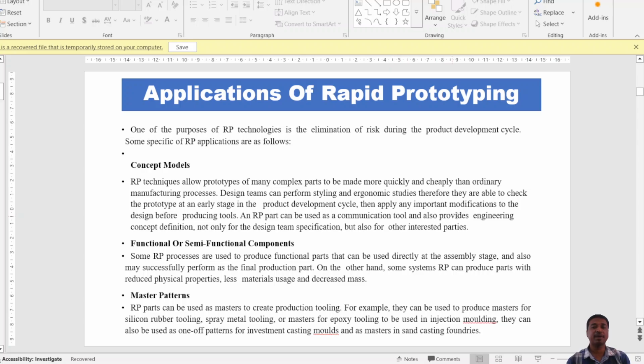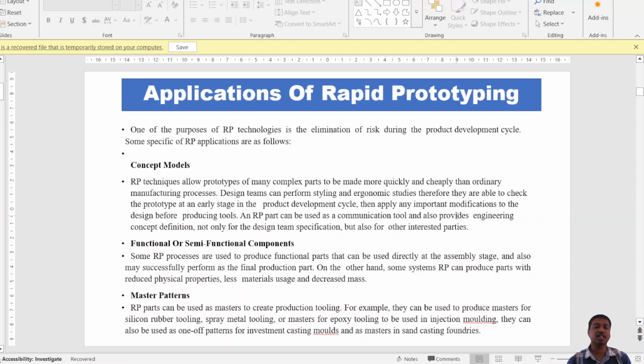Therefore, they are able to check the prototype at an early stage in the product development cycle, then apply any important modifications to the design before producing tools. And a rapid prototyping part can be used as a communication tool and also provides engineering concept definition, not only for the design team specification but also for other interested parties.